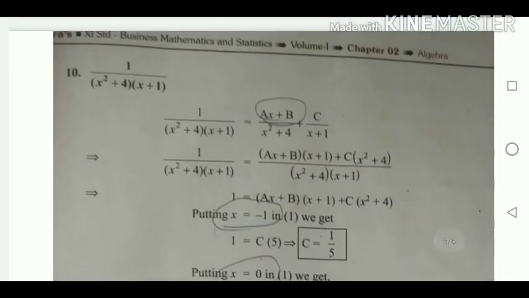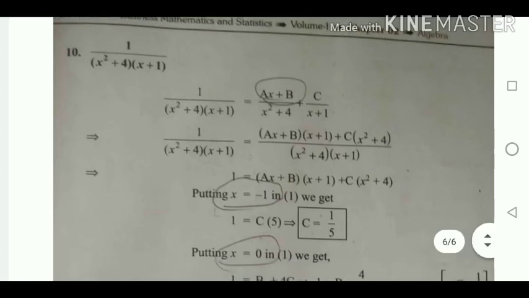Last sum, 10th sum. Here it is also given as a fraction which cannot be divided into linear factors. So we have to take Ax plus B. Listen, 1 / ((x^2 + 4)(x + 1)) = (Ax + B)/(x^2 + 4) + C/(x + 1). x square plus 4 we cannot factorize into linear factors, so we have to take Ax plus B.